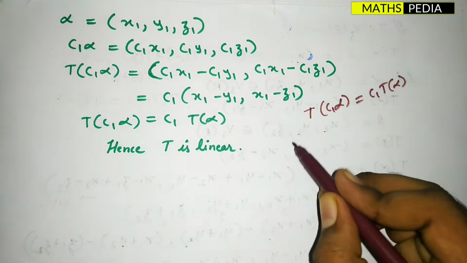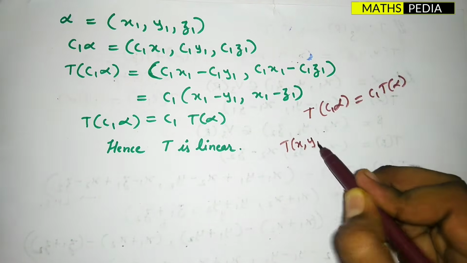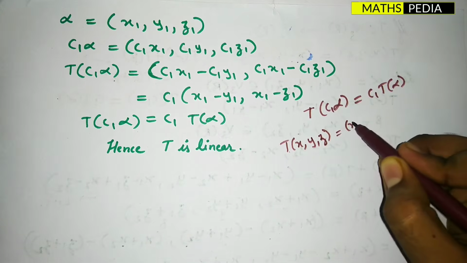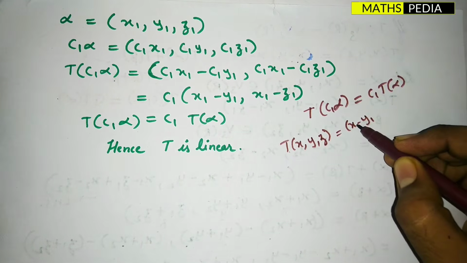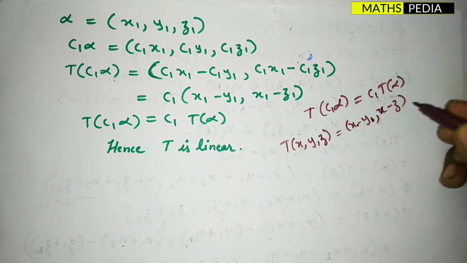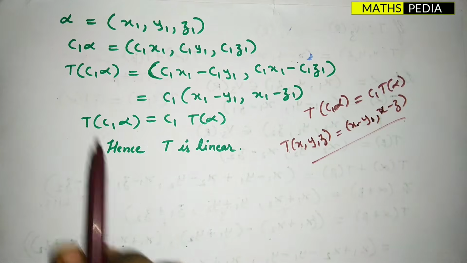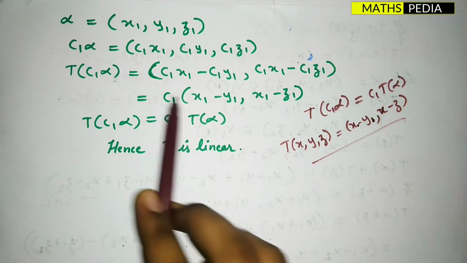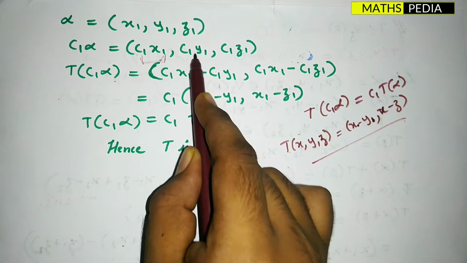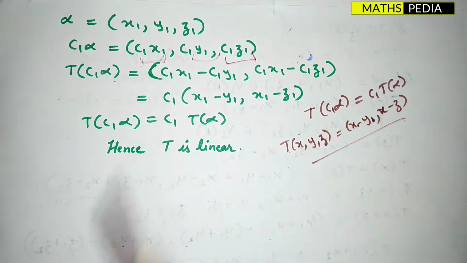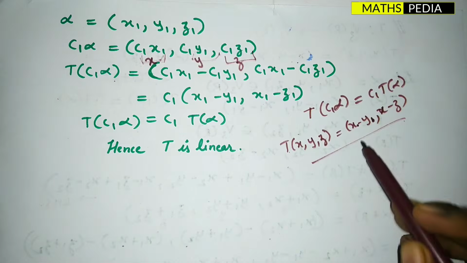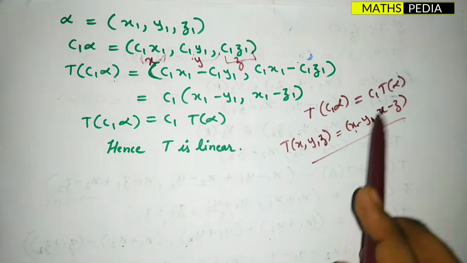So we have the question, T of x comma y comma z is x minus y comma x minus z. Okay, this is the question. So T of C1 alpha will be whatever is there, this part: this is x, this is y, and this is z. Okay, this is x, this is y, this is z. So just substitute this part.